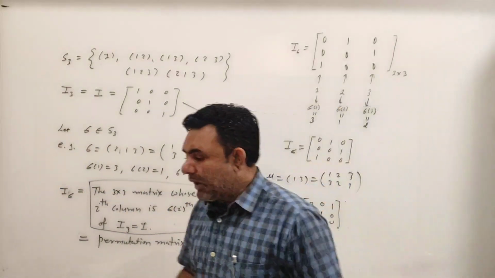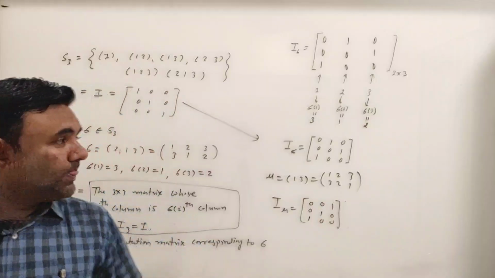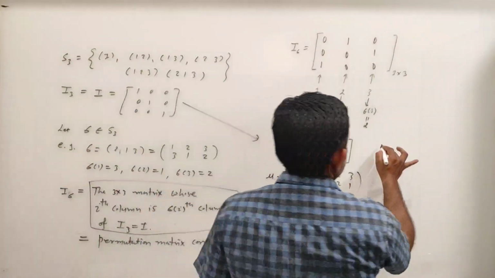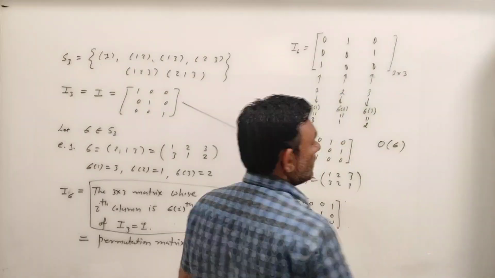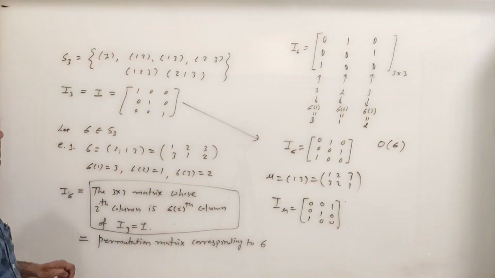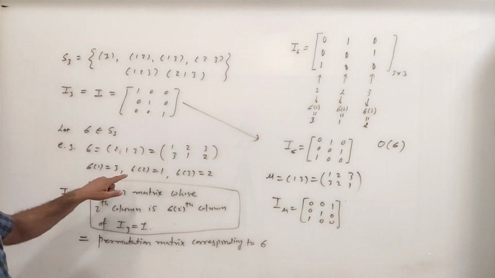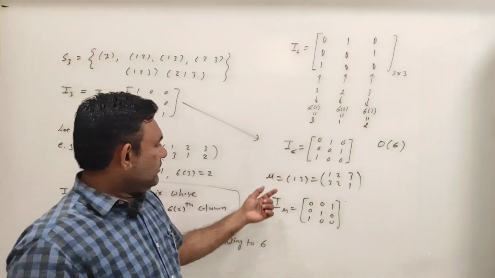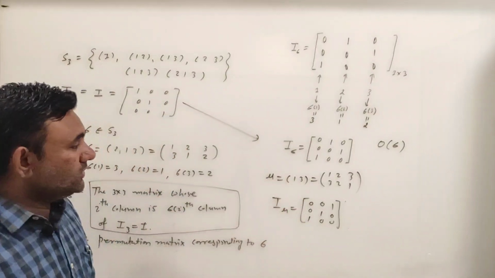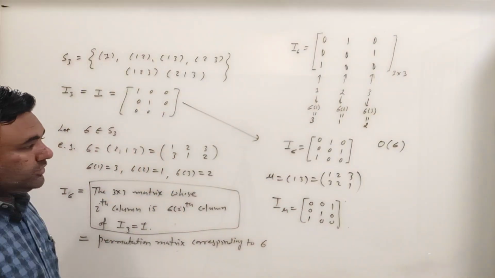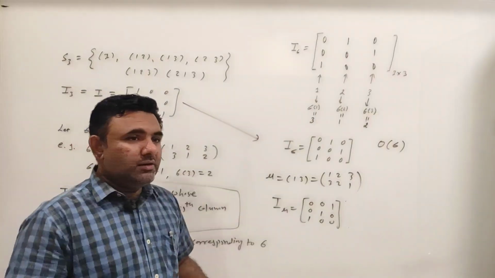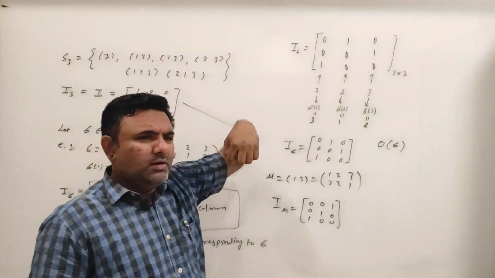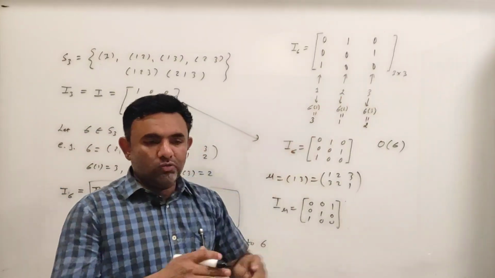Okay, now one more interesting thing: the order of sigma. We know what the order of sigma is. This sigma is (2 1 3). It is a 3 cycle, so its order will be 3. Here mu is (1 3), so it is a 2 cycle, so its order is 2. And in general, if you consider, say, S10 and you consider any sigma, then the order of sigma, we know how to find the order of sigma.